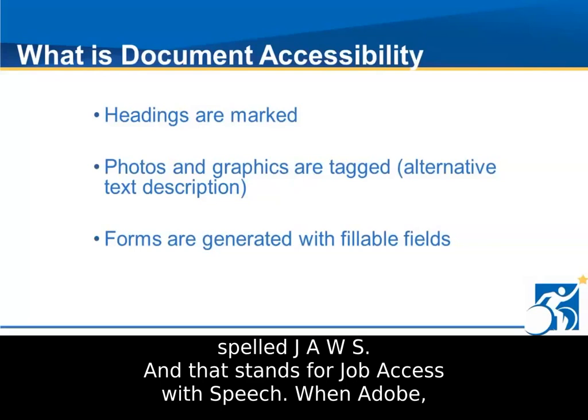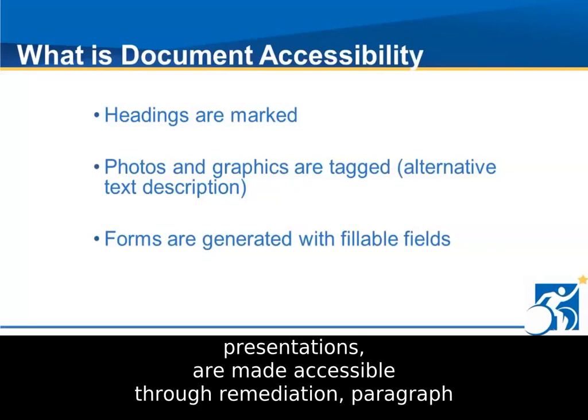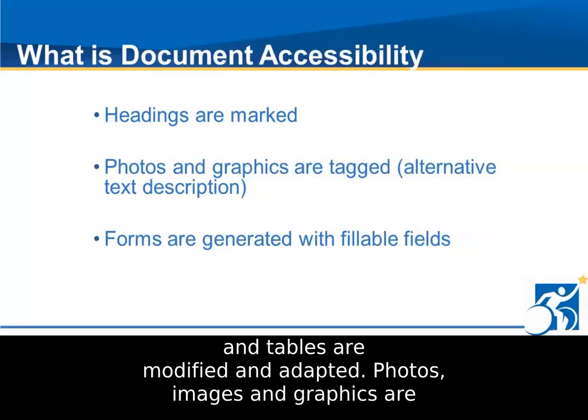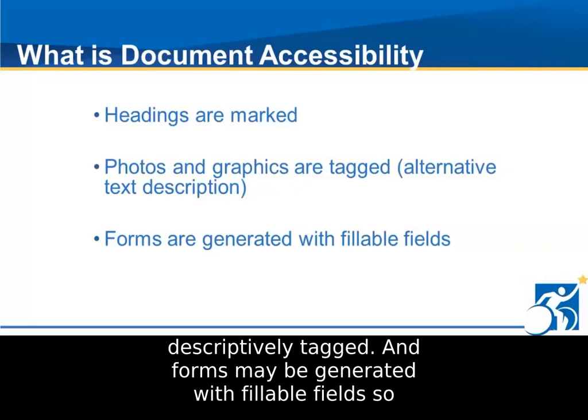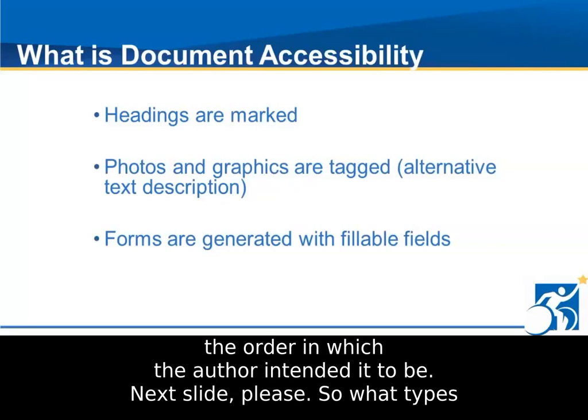When Adobe PDF files, Microsoft Word documents, and Microsoft PowerPoint presentations are made accessible through remediation, paragraph headings are marked, paragraph structures are set, charts, lists, graphs, and tables are modified and adapted, photos, images, and graphics are descriptively tagged, and forms may be generated with fillable fields so that a screen reader can read the content accurately, efficiently, and in the order in which the author intended it to be. Next slide, please.